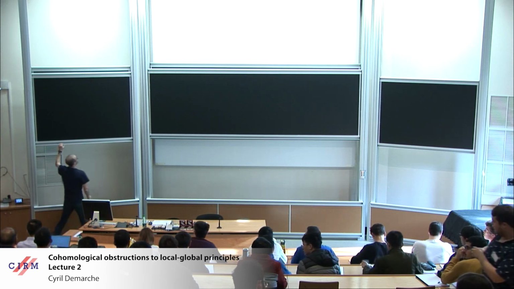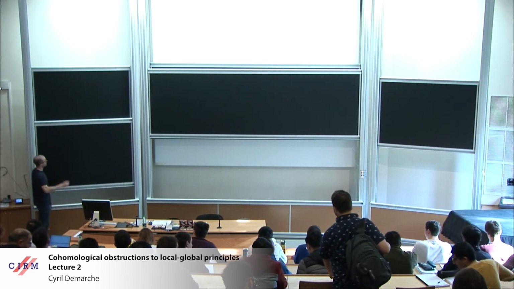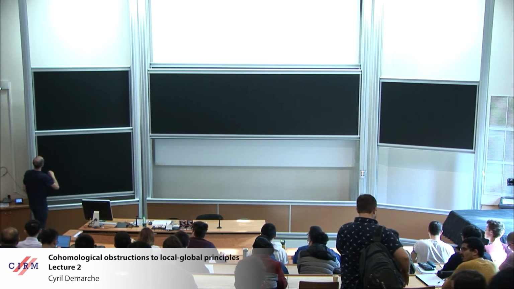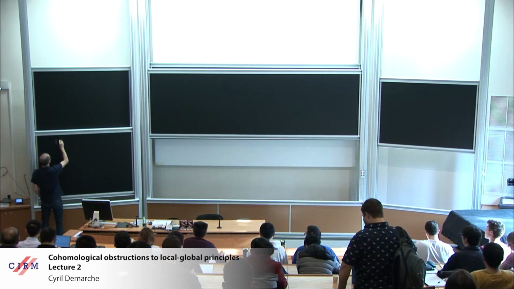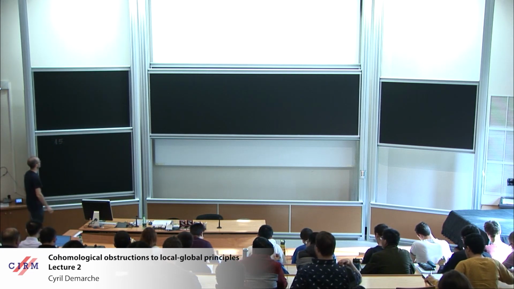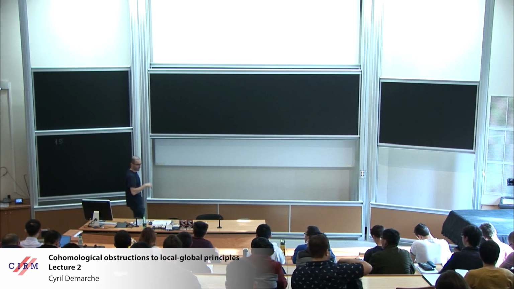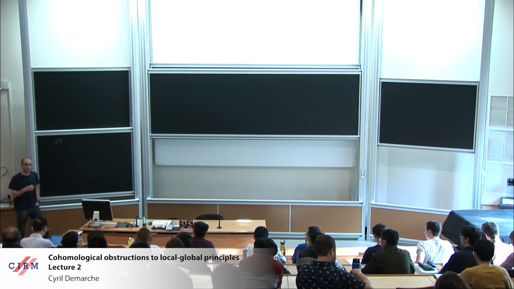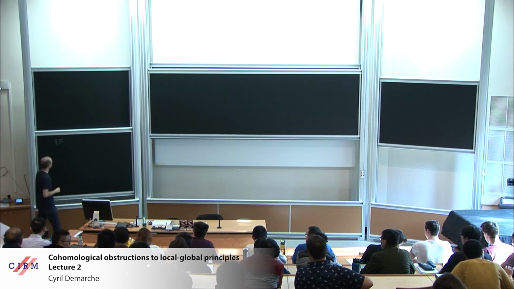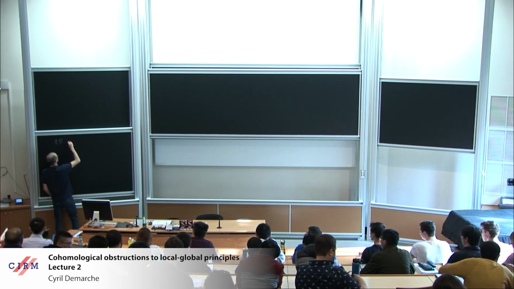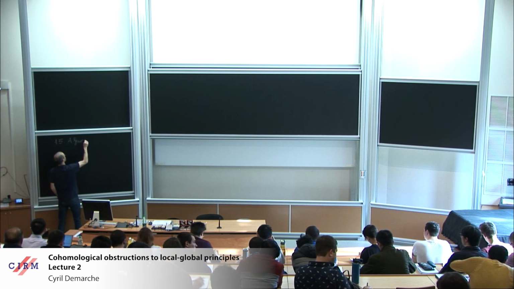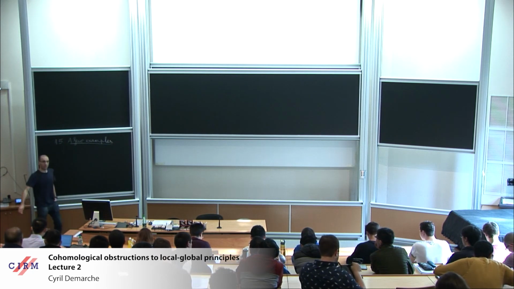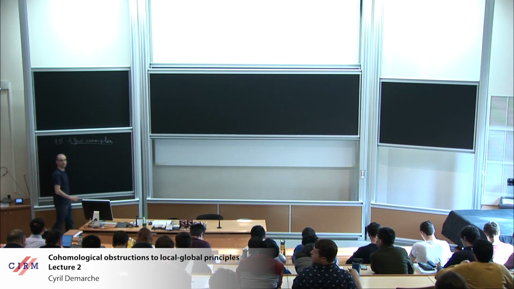So let me continue the lecture of yesterday. If I remember correctly, the number now should be 1.5. We finished the lecture yesterday with an example of a Brauer-Manin obstruction for some norm varieties. Let me just give you a few more examples, without proofs, where the Brauer-Manin obstructions are the only ones.